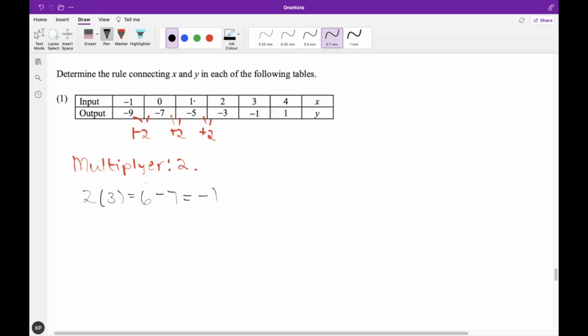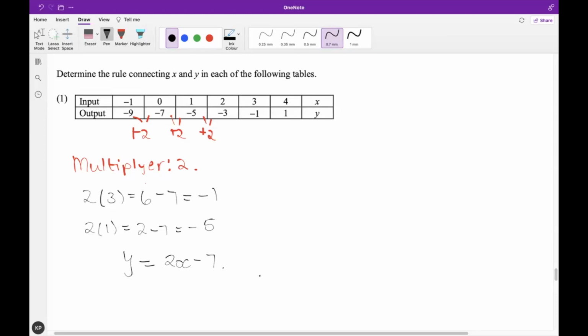Let's go to number 1. Let's test it with 1. If I say 2 times 1, that will give me 2. And if I subtract 7, what is my answer? -5. Is that my desired outcome? Yes. So what is our rule here, guys? 2x minus 7. Beautiful. You guys are so good at this.